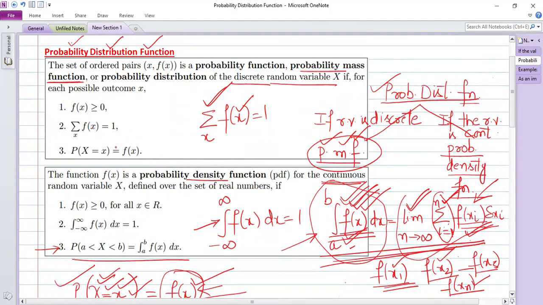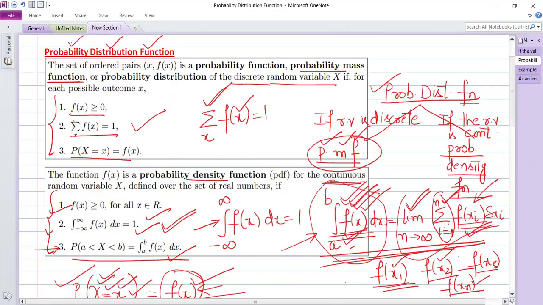Okay. So I repeat that these three characteristics and these three characteristics are not different. Rather, they are analogous. They are parallel to each other. The top three are the characteristics for the probability mass function, and these three are the characteristics for the probability density function.